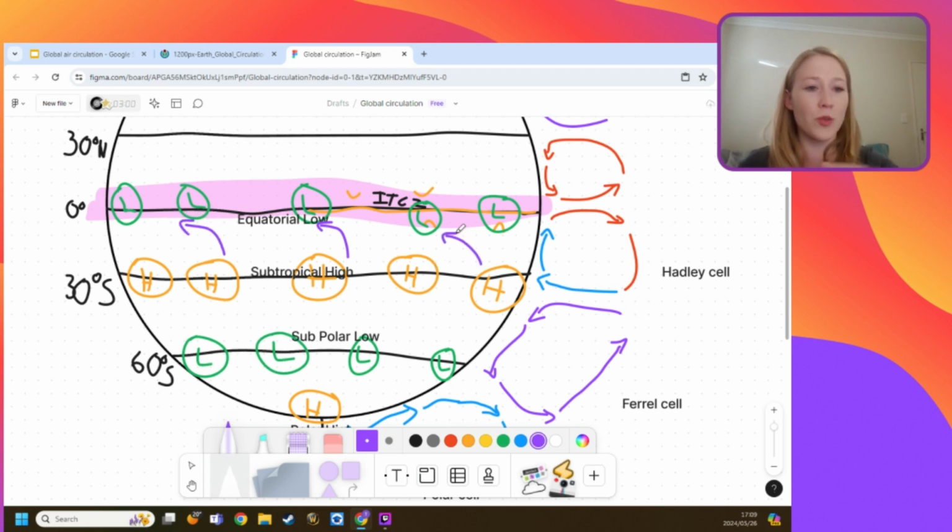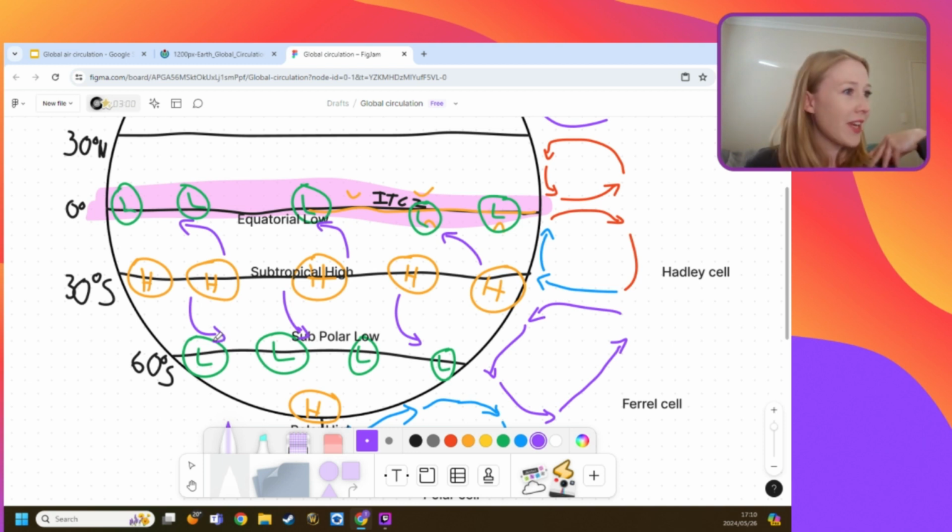And then when it blows towards the subpolar low, again, it is deflecting to the left. And that would be its left, not our left. Okay, and the last one we need is the polar high. So blowing away from the polar high towards the subpolar low, towards the left.